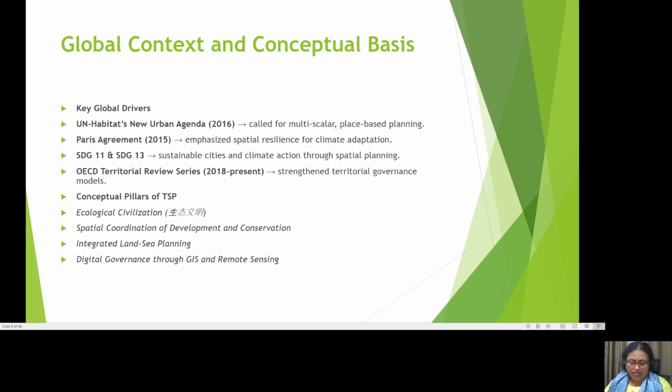Before 2018, planning was fragmented. Land use, transport, environment and economy were handled separately, leading to conflicts and inefficiencies. After 2018, territorial spatial planning emerged, integrating land, sea, ecology and infrastructure into a unified governance system. Originating in China and spreading through UN Habitat, OECD, World Bank agendas, the guiding principle is one map, one plan and one system. TSP in reality presents a global shift towards coordinated, sustainable spatial development across all territories. Moving on to next.